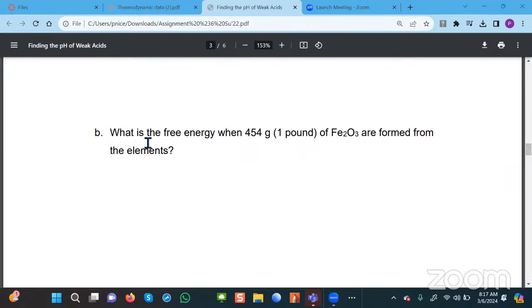Okay, so this question is asking, what is the free energy when 454 grams, which is 1 pound, of iron(III) oxide is formed from the elements? So basically, what you're going to do is start off with the 454 grams of Fe2O3, and you're going to convert that to moles. So you're going to have 1 mole of Fe2O3, and down here the molar mass.